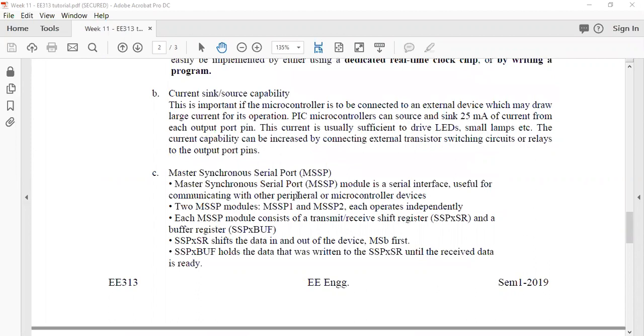This is really important. This is a serial communication module, and the term master indicates that this serial communication could be utilized so that the microcontroller could act as a master unit in a master-slave configuration, right?